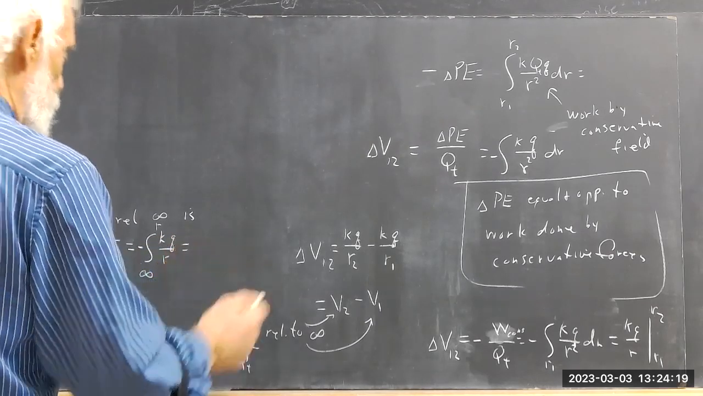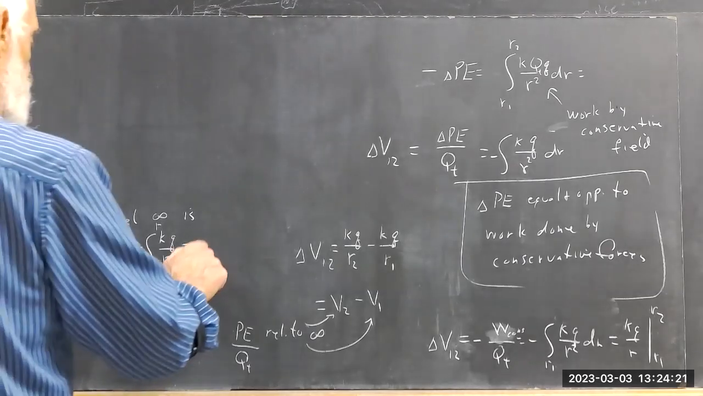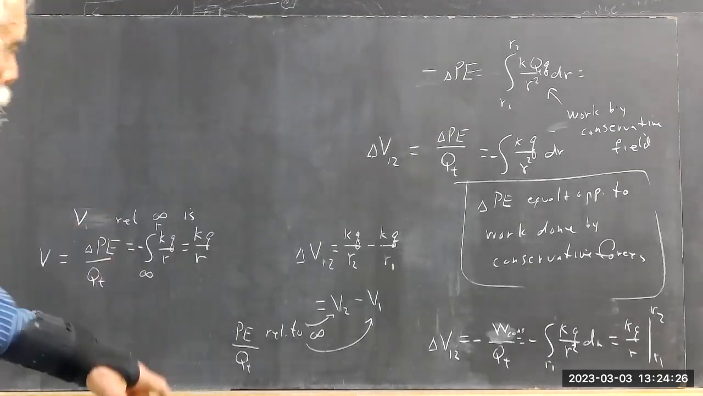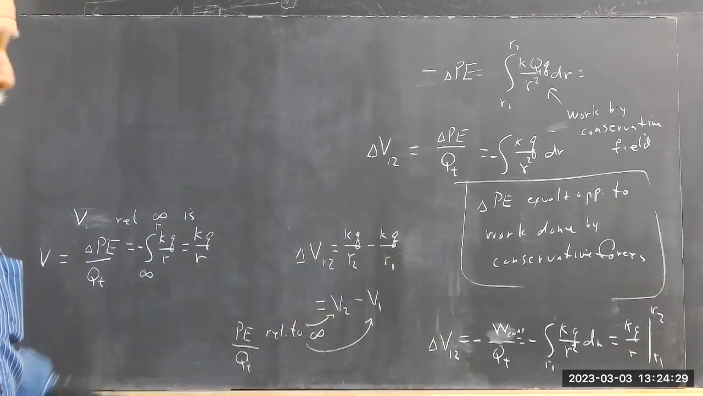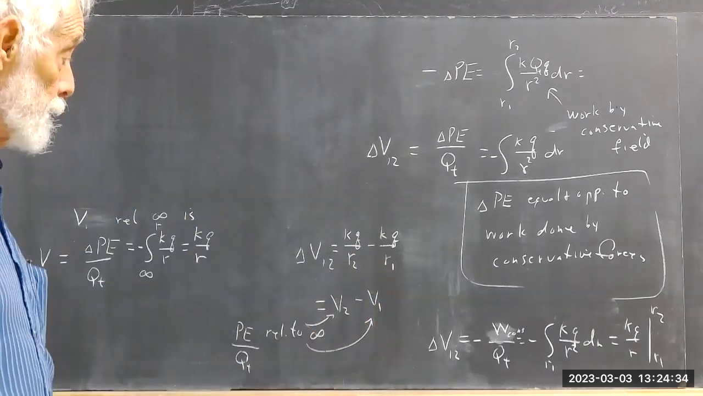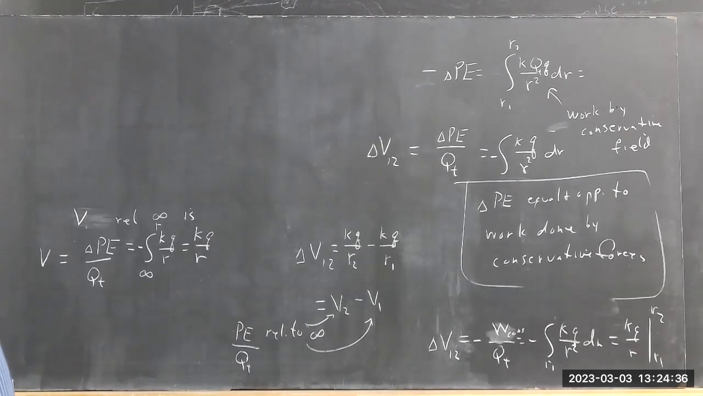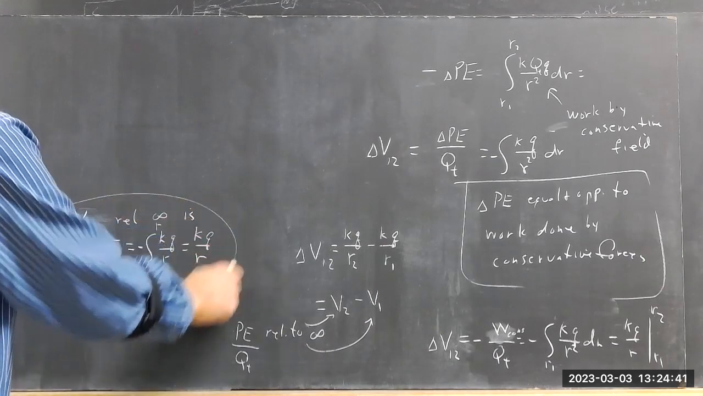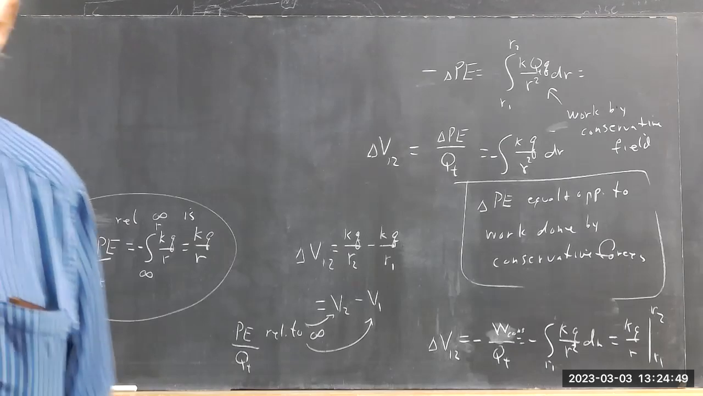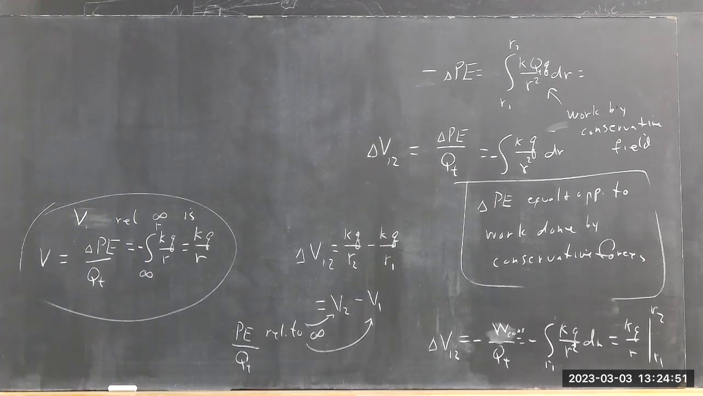This integral, you can do that integral easily, and you get KQ over R. So this is KQ over R evaluated at distance R2, minus KQ over R evaluated at distance R1. I believe the signs are consistent. If not, maybe I'll do a separate video and cut this one out. Very seldom do that. I usually just show you my mistakes.